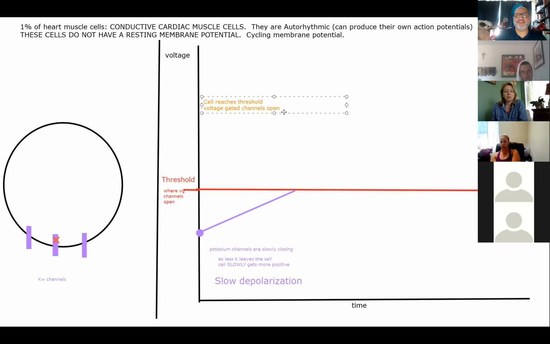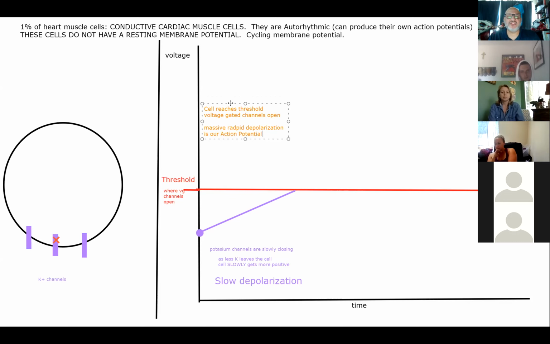Exactly. And this is going to give us a massive, rapid depolarization, and this, of course, is our action potential. We get this big, rapid depolarization from opening voltage-gated channels. And what type of voltage-gated channels are we going to open to get this massive, rapid depolarization? Exactly. Calcium channels.